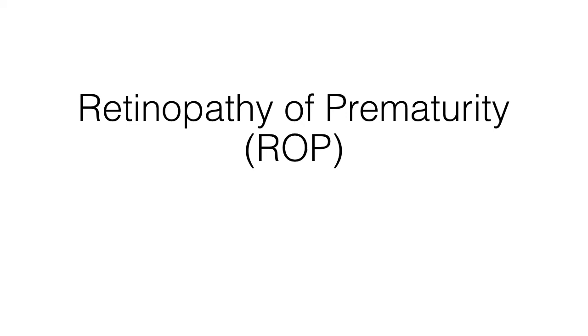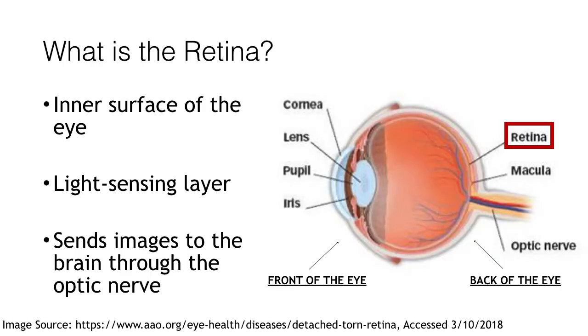Our names are Dr. Janine Collins and Dr. Grace Percalipicorn. We are both pediatric ophthalmologists, and we would like to talk to you about retinopathy of prematurity, also known as ROP. This picture is a diagram of the different parts of the eye.